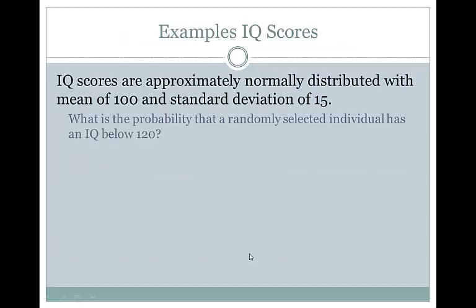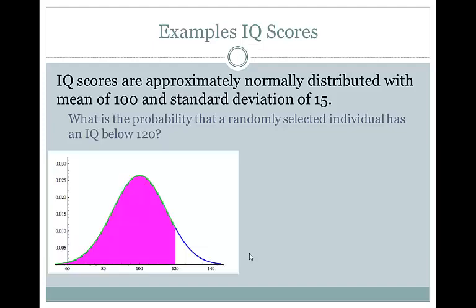Let's take a look at some examples. IQ scores are approximately normally distributed with mean of 100 and standard deviation of 15. We're interested in finding out what is the probability that a randomly selected individual has an IQ score below 120. The first thing I tell students always to do is draw a picture. So here's the picture. We've got a normal distribution with mean of 100. We're interested in looking at the values that are below 120. So 120 is about here, and we'll shade the region below 120.